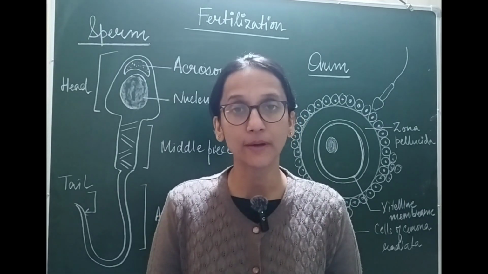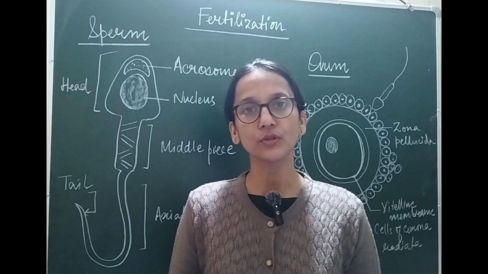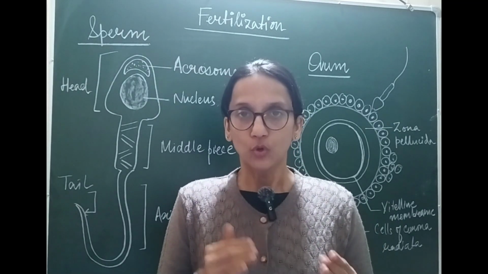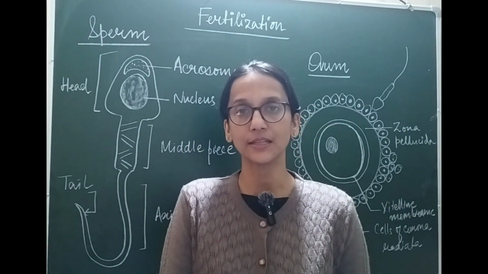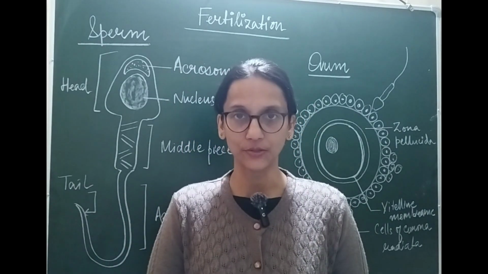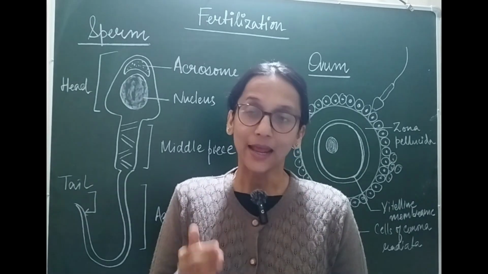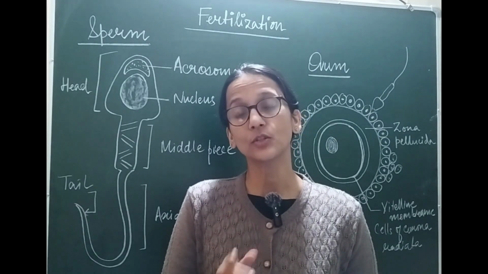Well, let us start the video by understanding what is fertilization. Fertilization is the fusion of the male gamete, which is sperm, and the female gamete, which is ovum. So at the time of copulation, a male releases close to 400 million sperms in the female genital tract. This is basically released somewhere near the cervix, and now the sperm, being the motile gamete, will have to move from the cervix to the fallopian tube.